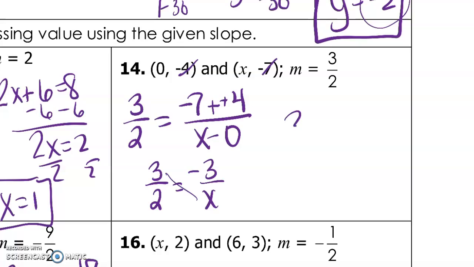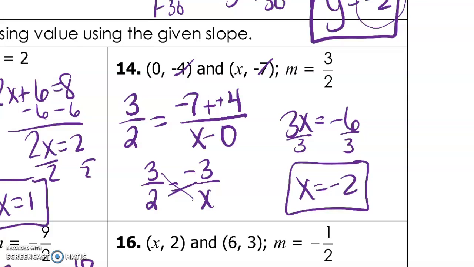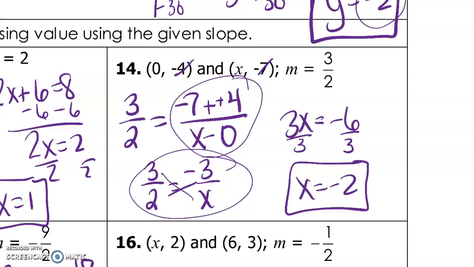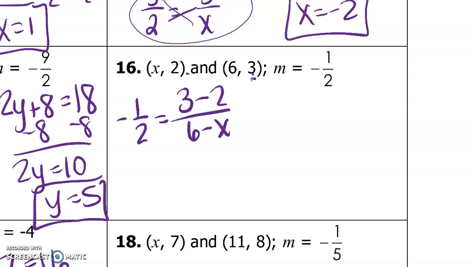Otherwise, cross multiply. 3x equals negative 6. Divide, x equals negative 2. And you would want to plug that back into here to make sure that would work, or even into here, either one of those to make sure it works. Number 16, negative 1/2 equals 3 minus 2 over 6 minus x. So again, since I did 3 first up top, I need to do 6 first on the bottom. So negative 1/2 equals 1 over 6 minus x.